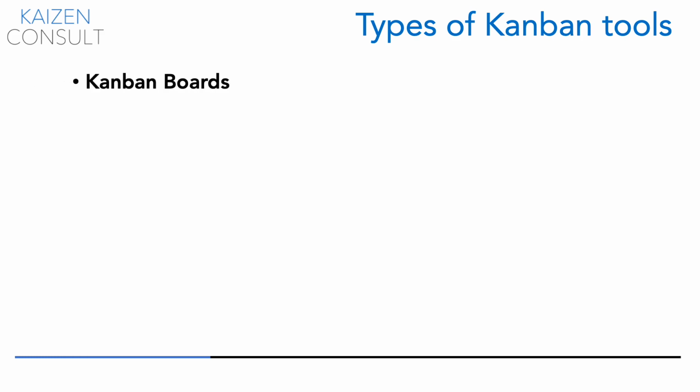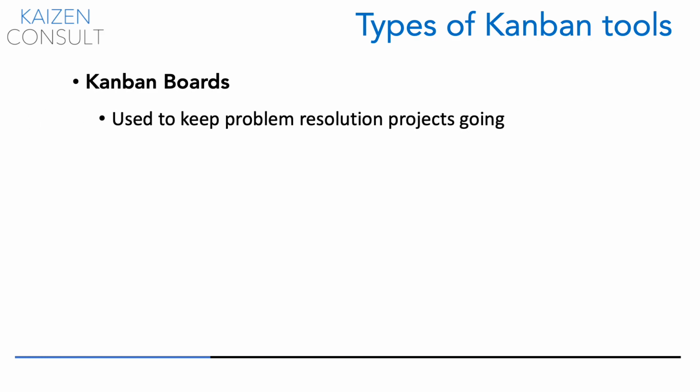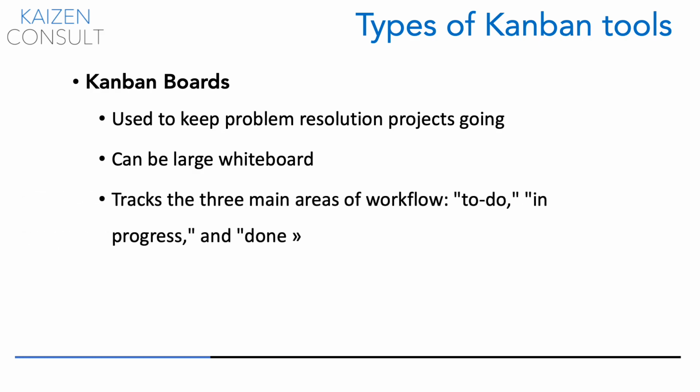And finally, Kanban boards. They are used to keep problem resolution projects going and keep the focus. They can be in the form of a large whiteboard, allowing visibility on projects at a glance. They track the three main areas of workflow: to do, in progress, and done, or a variation of the same, based on your project workflow. They provide a good visual of where your project currently stands and where it's headed.